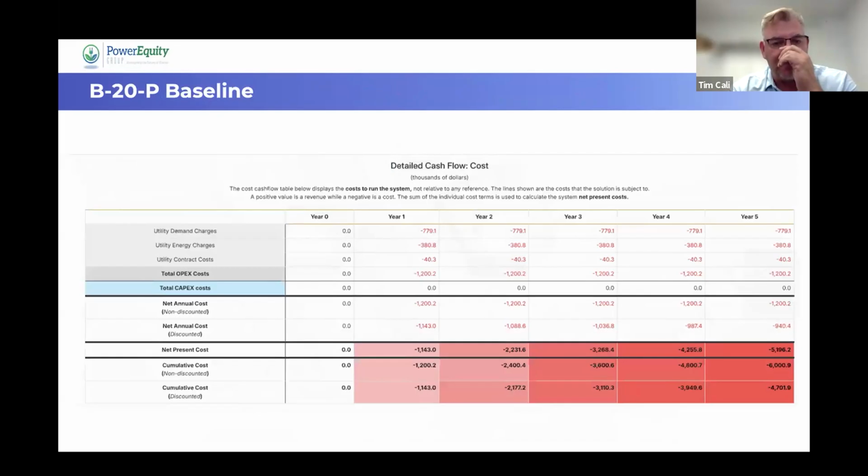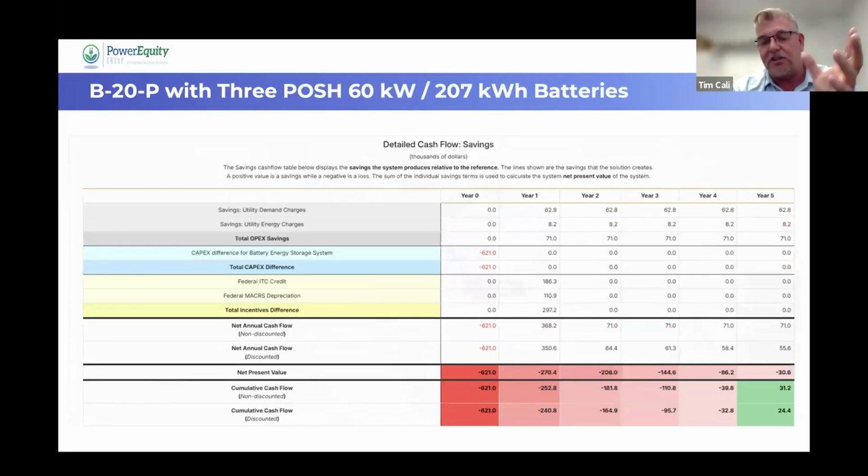Okay, so quickly, just to refresh a little bit here, your total bill was $1.2 million on your baseline. We already looked at those numbers. So let's just look at batteries on the standard tariff. Great, we've got some savings here, and we're seeing the batteries are generating $71,000 with the standard B20 tariff. This is 3 POSH stations, 60 kW, 207 kilowatt hour batteries.